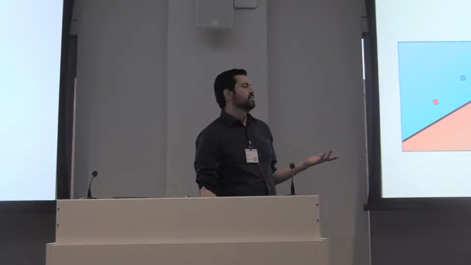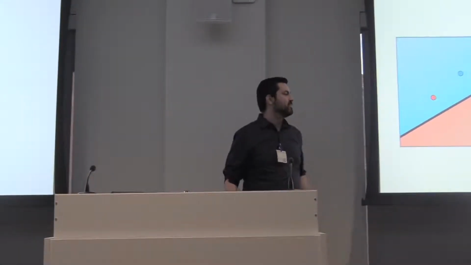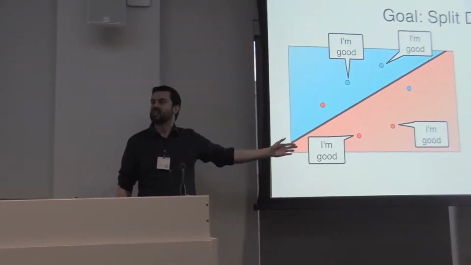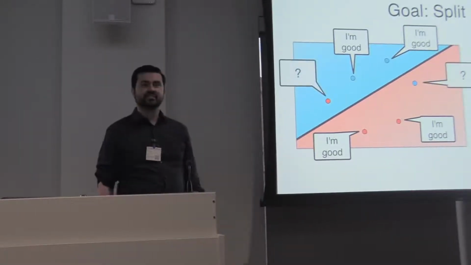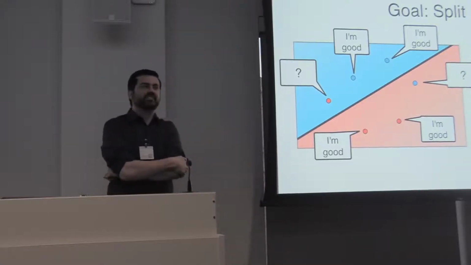4 out of 6 right. 4 out of 6 is pretty good. Yeah, that would be like an error function, you know. Let's go even simpler. The 4 that are good, they say, "I'm good." And now we want to know what is the best thing that these 2 points can tell the model to get better. So what do you think they can tell them?